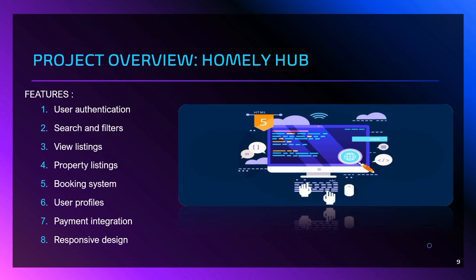View listing. Users can view detailed information about the accommodation, including the photos, description, and amenities. Property listing. This allows property owners to list their accommodations, providing details such as images, description, amenities and pricing.